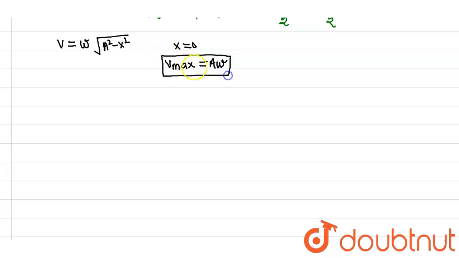We know that the velocity of a particle executing simple harmonic motion is given by v equals omega root a square minus x square. For this to be maximum we put x equals 0, so v max comes out to be a omega. Since equations of two simple harmonic motions are given, we have to use v max equals a net into omega, the net amplitude into omega.